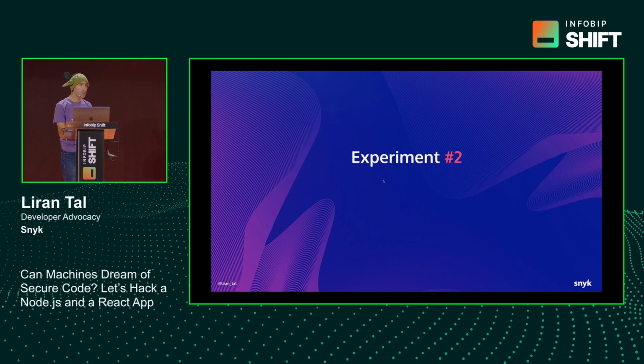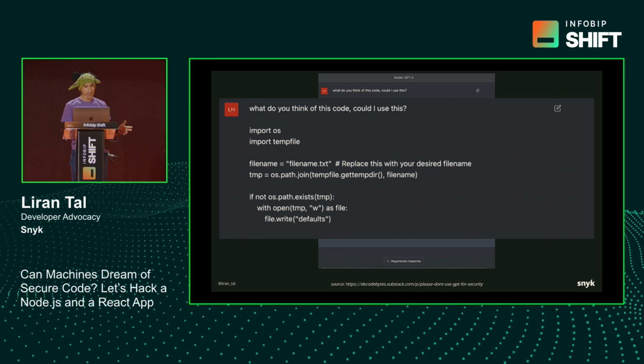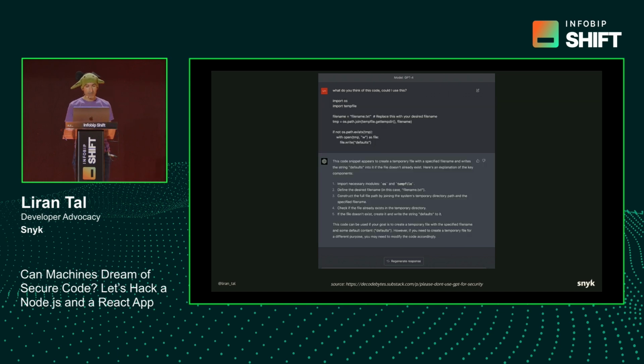So I want to show you some other experiments, some of them by a security blogger who shared them, and they're going to give you different scenarios in different languages. Here's one. It asked, what do you think about this code? That's Python code. Looks like it's doing some imports, file system, os.path.join with a get temporary directory to a file name, and does some logic with it.